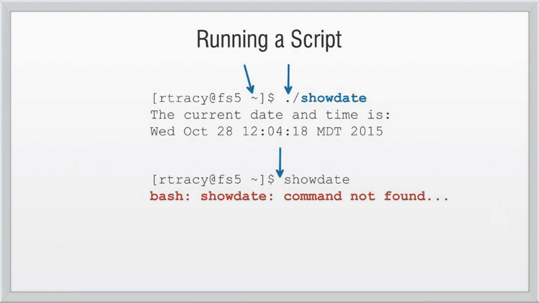Here's the problem. My home directory, which in this case is /home/rtracy, is not in my PATH environment variable. If I do supply the full path to the file, then the bash shell knows where it's at, and it doesn't have to look through the PATH environment variable trying to find it. Here's the key thing to remember. If the script resides in a directory that is not found in the PATH environment variable, you must specify the full path to that script file in the shell command.